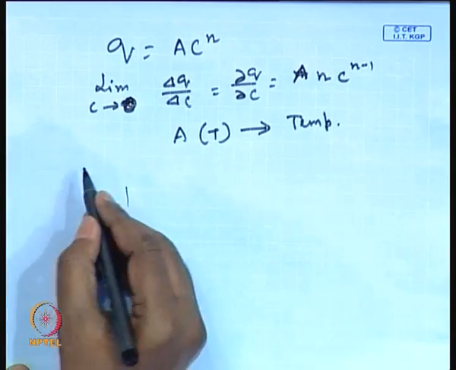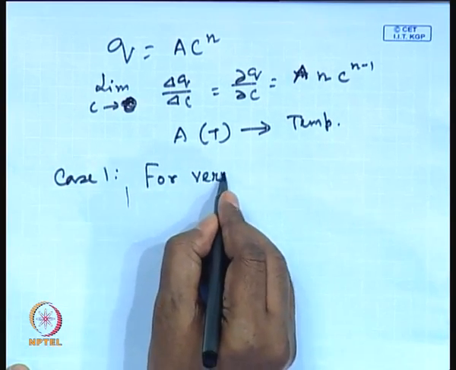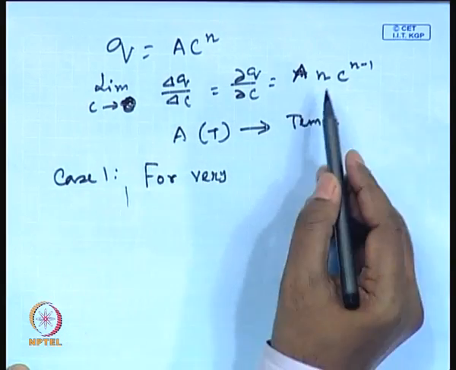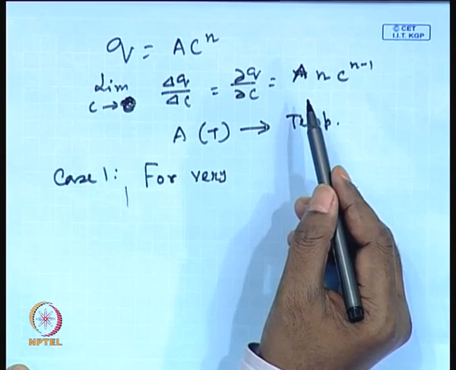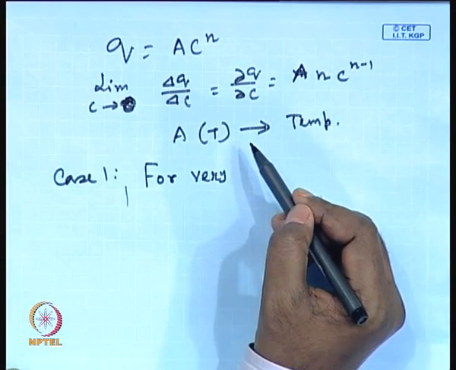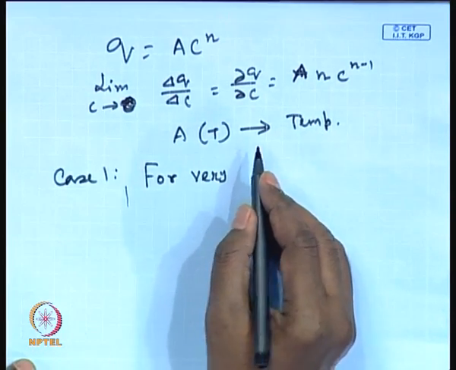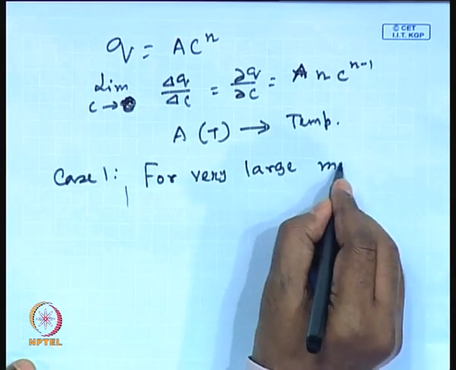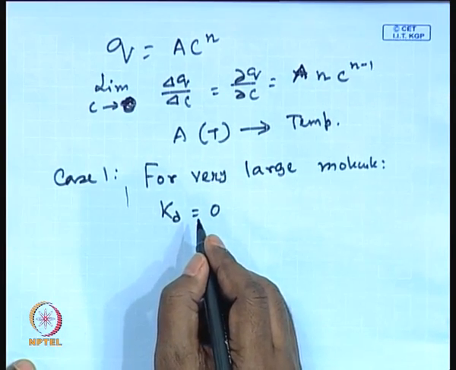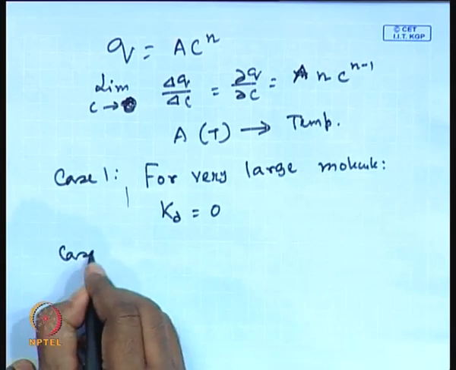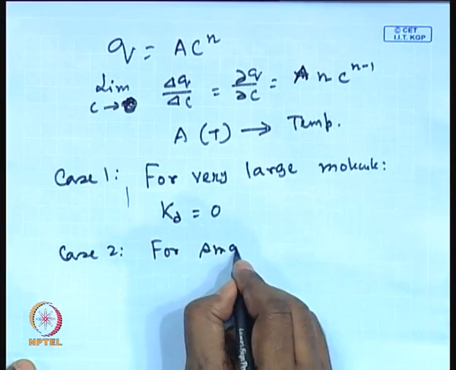Now, case 1 is for a very large molecule. Delta Q by delta C can be written as the derivative with respect to C of the Q expression, because the Q expression is a function of C from the isotherm expression, and you can take the derivative with respect to C and get another expression in terms of concentration. For a very large molecule, Kd will be equal to 0. Case 2 is for a small molecule, that means the second term will not be present in the earlier expression in the denominator.